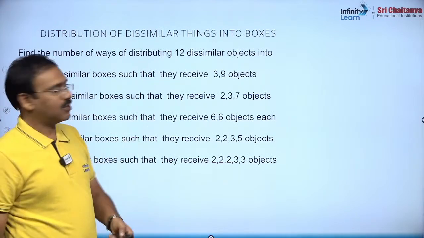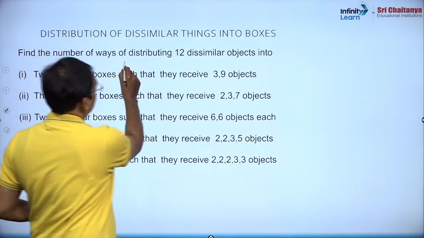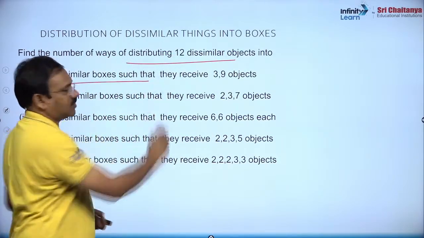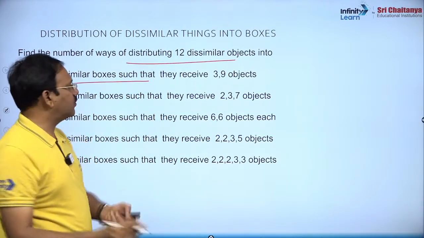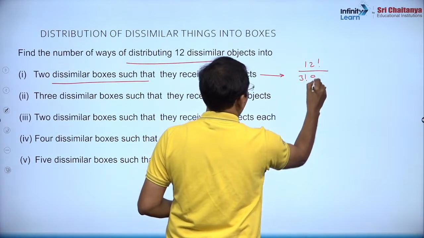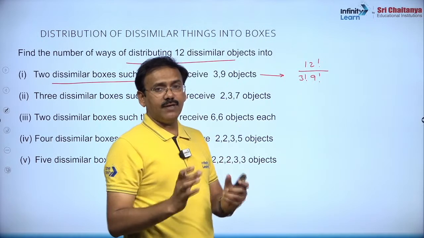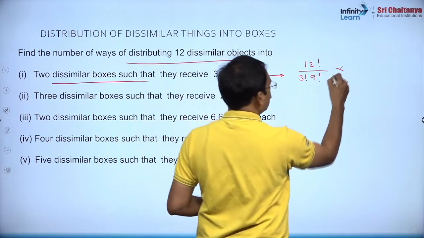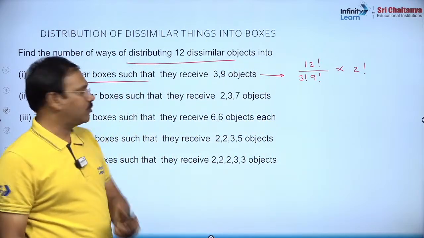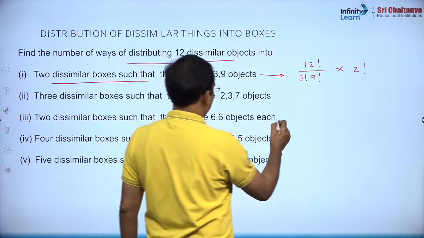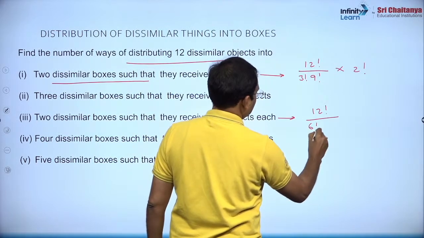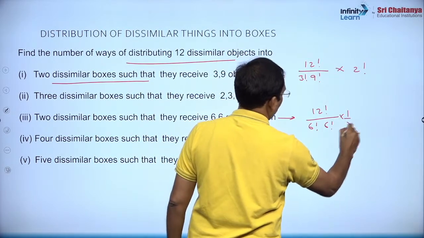Now distribution. You see, the number of ways of distributing 12 dissimilar objects into boxes. Division is fine, then distribute. Just now we have seen division is 12 factorial by 3 factorial into 9 factorial. Now you are having 2 different groups. You have to arrange into 2 groups, which is 2 factorial. After division, you have to write the distribution. Here 2, 3, 7 you can write accordingly. Suppose 6, 6 in the sense 12 factorial by 6 factorial into 6 factorial into 1 by 2 factorial.